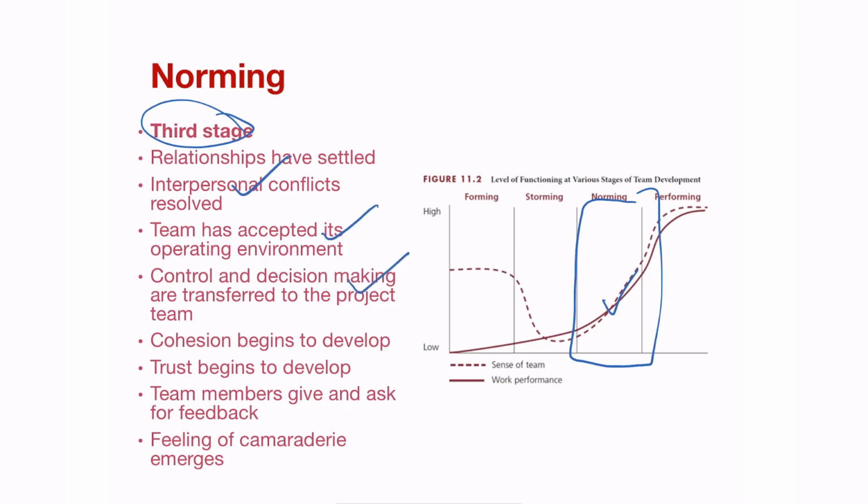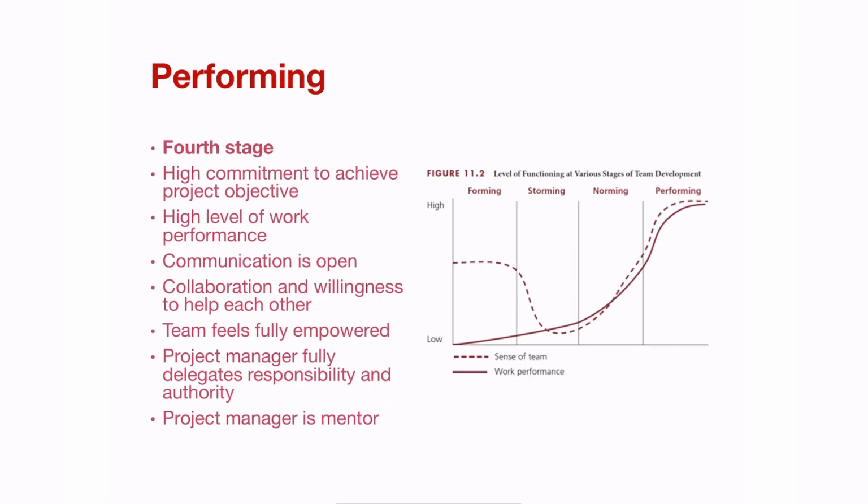Control and decision making are transferred to the project team. Cohesion begins to develop. Trust begins to develop. Team members give and ask for feedback, and also there's the sense of camaraderie that emerges because now everyone understands that they're all on, excuse the pun, on the same team, and they all have an objective to achieve.